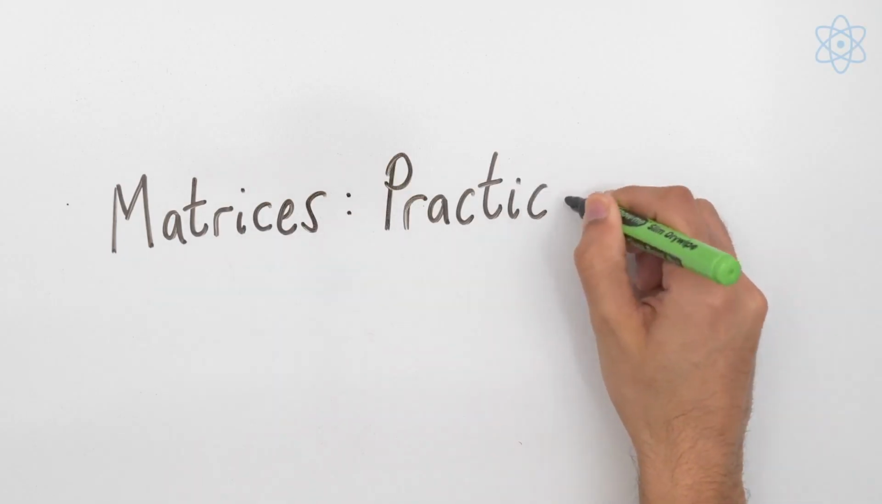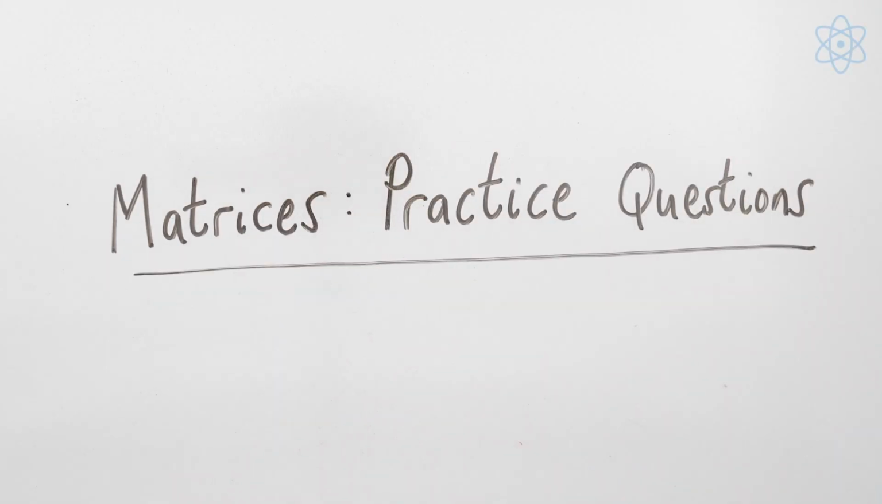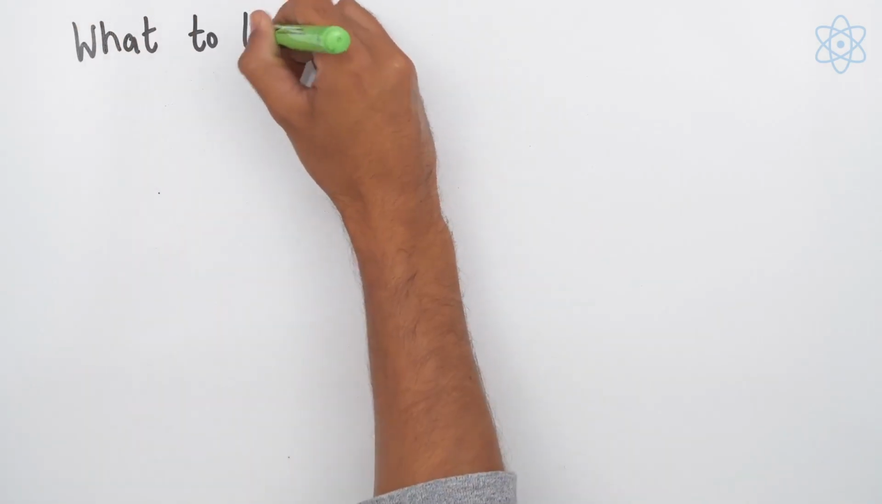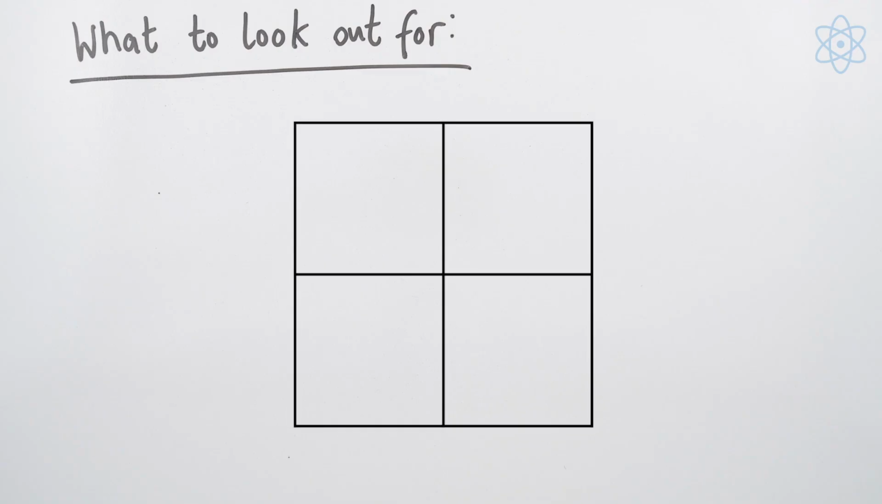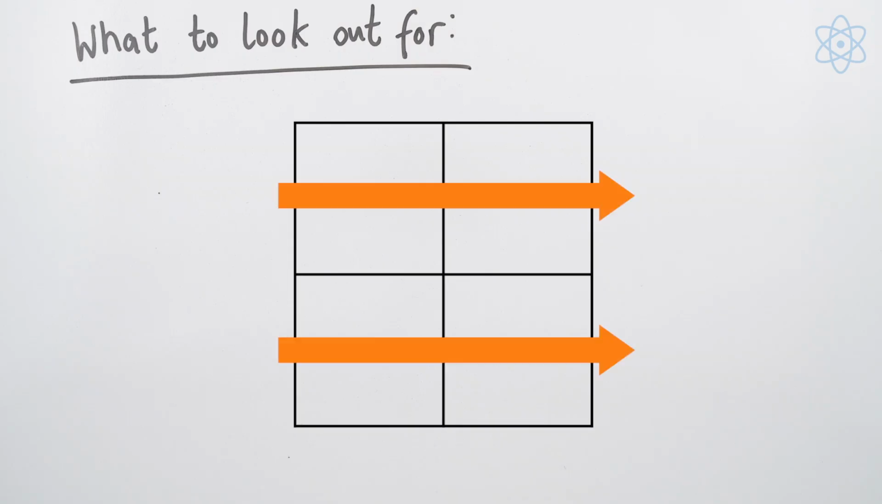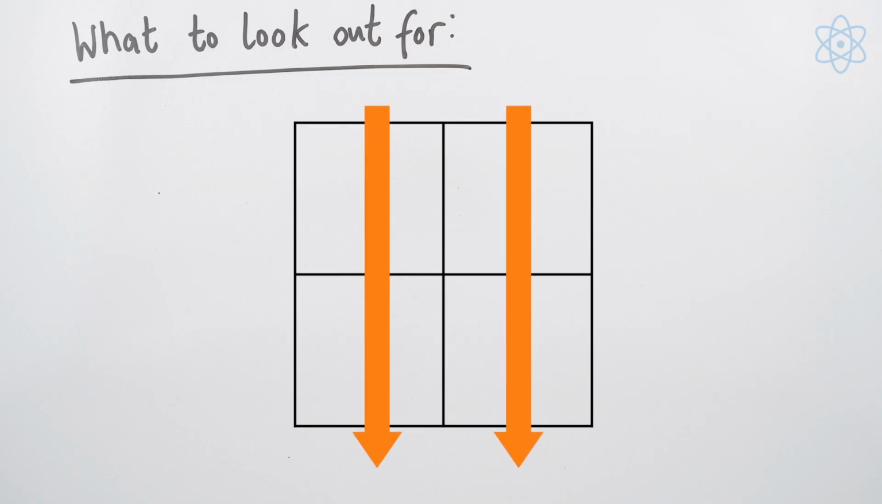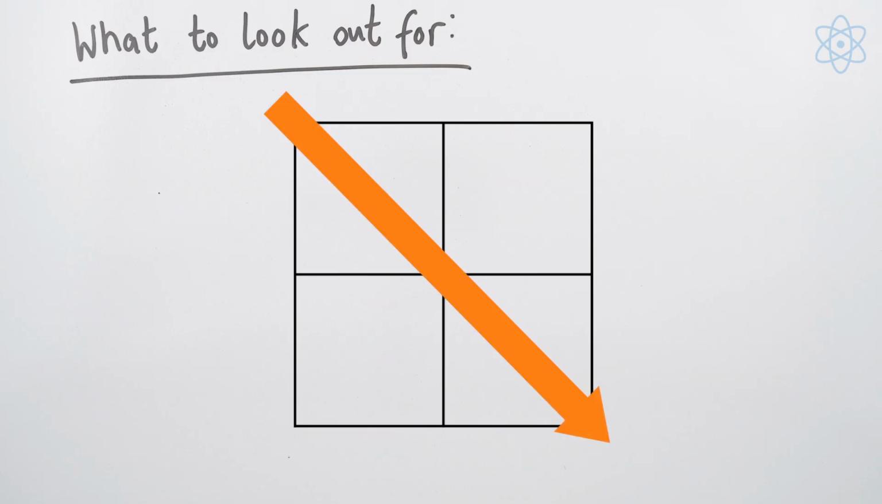Matrices. Practice questions. Let's take a look at the type of matrices questions that you might be shown in an exam. We need to remember that we are looking for the shape that can complete the gap in the matrix. The shapes in the matrix will be connected by patterns. These patterns can run through the matrix in lots of different directions. Always look for patterns running across rows, down columns, diagonally and in a clockwise direction.